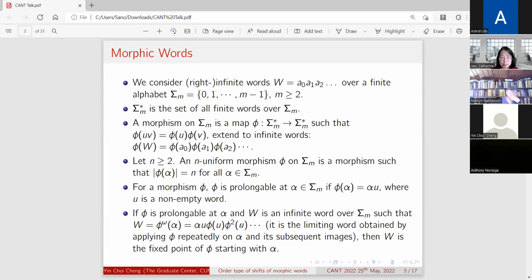So how do we get this expression over here? Well, we first apply phi to alpha, and we have alpha u. Then we apply phi to alpha u. Alpha gives alpha u, u gives phi of u, and we continue this process over and over again. And with that, note that if we apply phi to any shift of w, the image is also a shift of w.